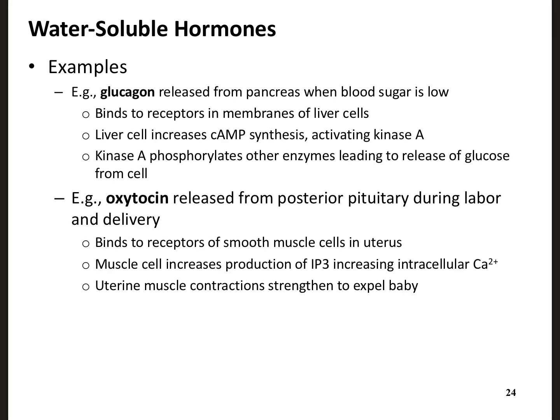All right, examples. Glucagon from the pancreas is one. Glucagon, water soluble, binds to its receptor. What does it do? It causes liver cells to increase cyclic AMP, which activates PKA. That phosphorylates a lot of enzymes, which leads to the breakdown of glycogen and release of glucose into the blood. Oxytocin is released from the posterior pituitary. It binds to receptors in smooth muscle and causes contraction, right? And that also happens through the action of a second messenger.